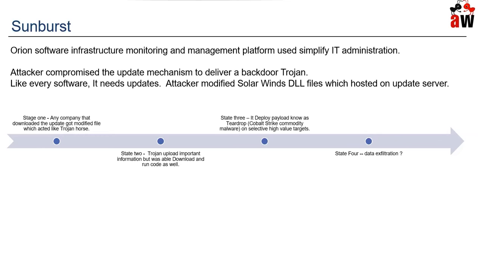It also had the capacity to download other malware and do more malicious work, right? So the third stage was to deploy a payload called Teardrop, which is basically a Cobalt Strike commodity malware. Cobalt Strike is basically a penetration testing platform, which is mostly used for creating malware, and you can distribute it. Then they found the juicy targets over which they could have some kind of impact. And the fourth stage was data exfiltration, which is basically stealing data from them, right?